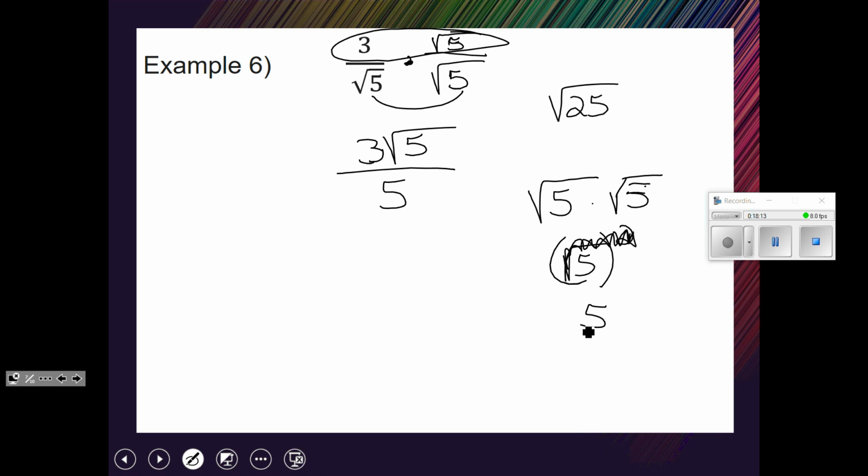Now my question is, can anything simplify? Like the 5s, could I cancel them out? No. In the numerator, the 5 is under the house. It's on the inside. And then the 5 in the denominator is on the outside. So they do not simplify. So there's your answer: 3 square root of 5 over 5. And everybody says, Miss Horns, I thought we were trying to get rid of the square root of 5. We were trying to get rid of the square root of 5 in the denominator. Did we do that? Yes, we did. And it's okay to have a square root of 5 in the numerator. Just not okay to have a square root of 5 in the denominator.